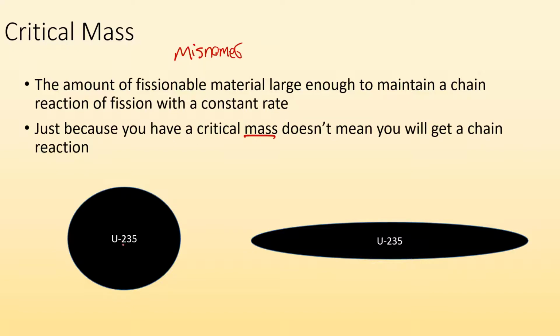If I had critical mass, but I flattened it out to look like a thin sheet, all right, well, I need a chain reaction. So when I give off a neutron, it needs to bump into another one. When it's flattened out, that neutron can go in any direction, and it's less likely to bump into something. So the critical mass isn't just the amount, but it's also going to be the shape.